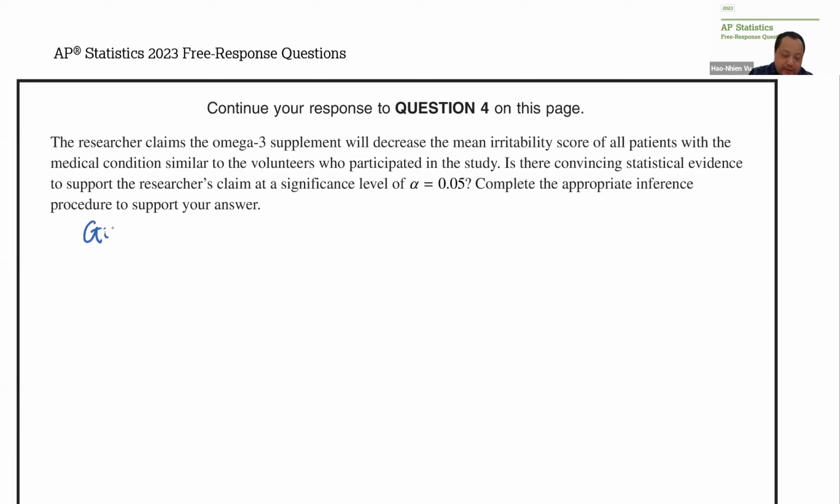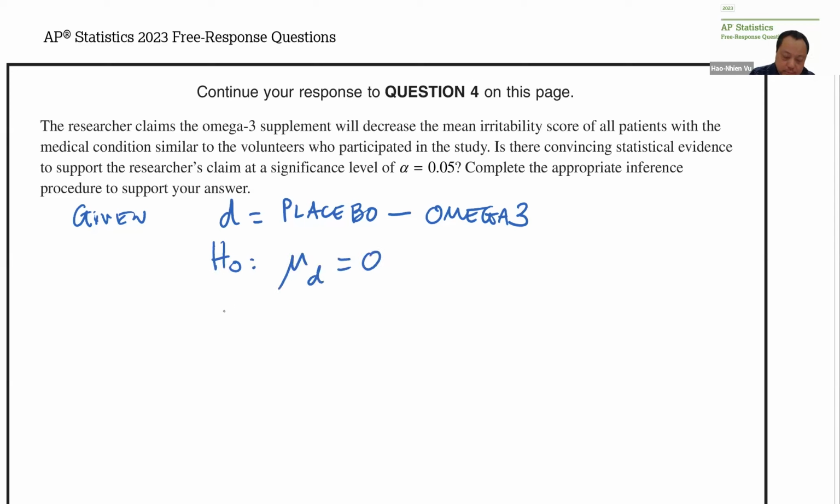Where we're given that the difference is D equals placebo minus omega-3. And we're testing that this mean is positive. Since we're testing that the mean difference is positive, the H naught is that mu sub D is equal to 0, and the HA is that mu sub D is greater than 0.